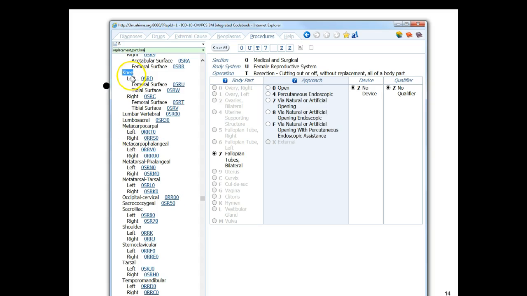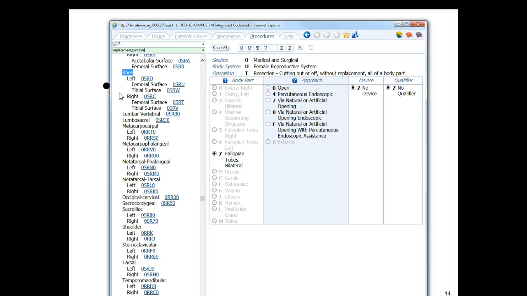Now, let's look at a patient who has bilateral knee replacements, and sometimes patients go in and have both knees replaced at the same time. There is a code for left and there is a code for right. There is not a bilateral code. So this is an example of when we would code the left and the right if they were both done at the same time.